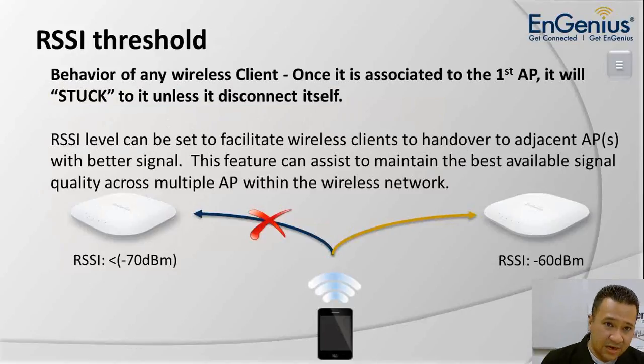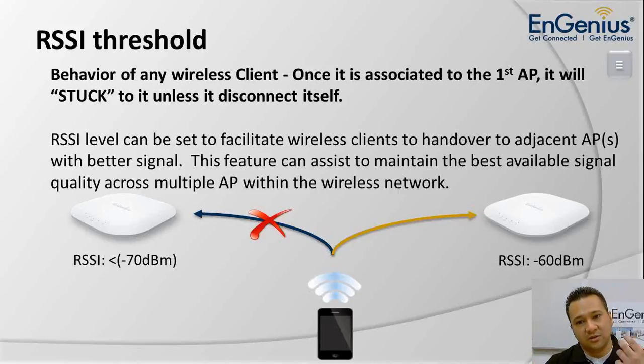RSSI threshold. Well, RSSI threshold is the function previously known as fast handover. Headquarters renamed this to RSSI threshold to make it more obvious what the function actually does. Just in short, you can set the RSSI threshold to a certain value, like the word says, a threshold. When a client goes below this value, the access point will kick out the client. It will do that 5 times, and after that it will not kick you anymore.